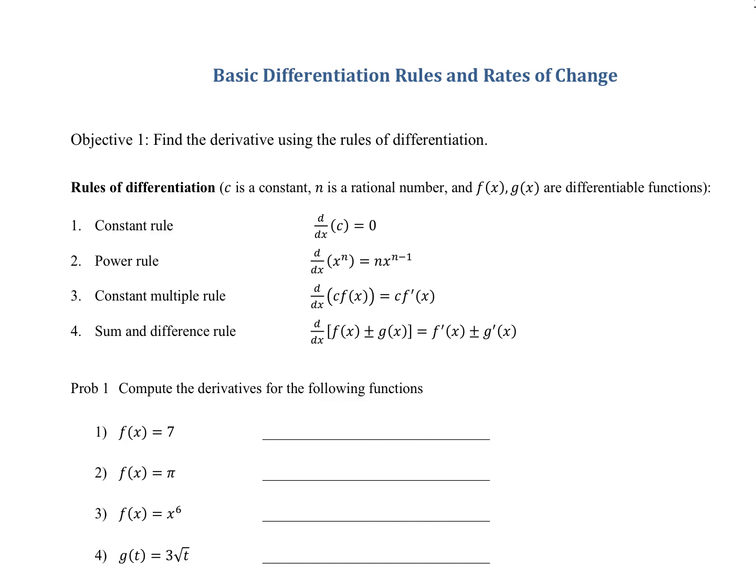In this lesson, we will introduce several differentiation rules and interpret derivative as rate of change. Let's begin with some basic rules. Let's assume C is a constant, N is a rational number, F, G, they are differentiable functions. Constant rule says derivative of a constant is equal to 0.